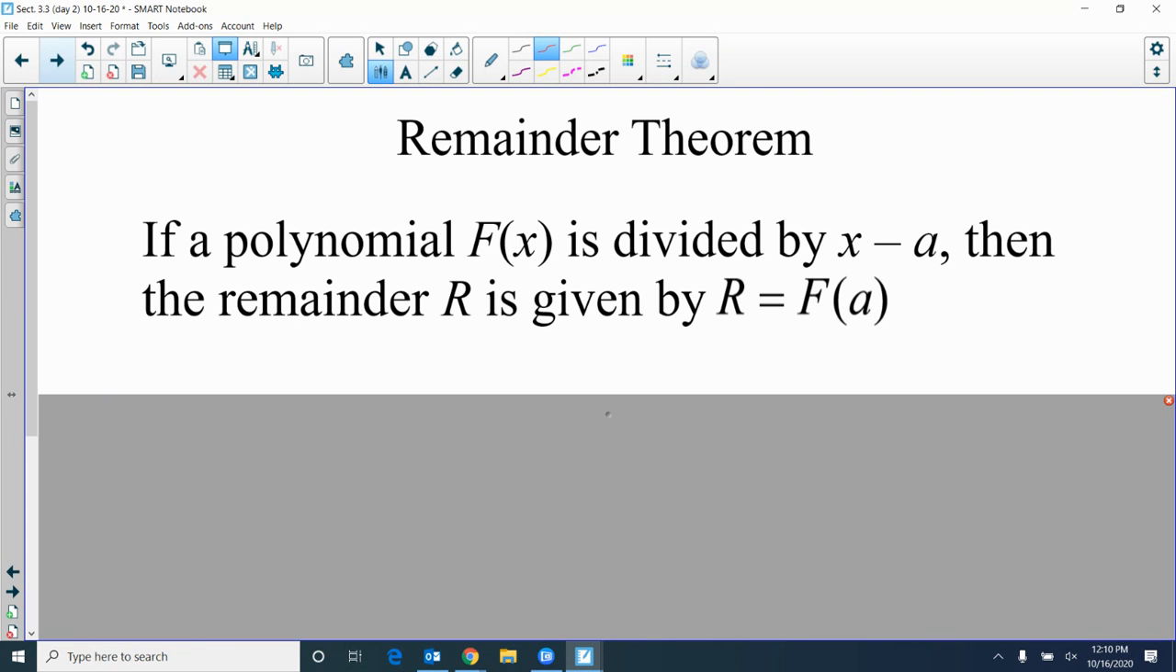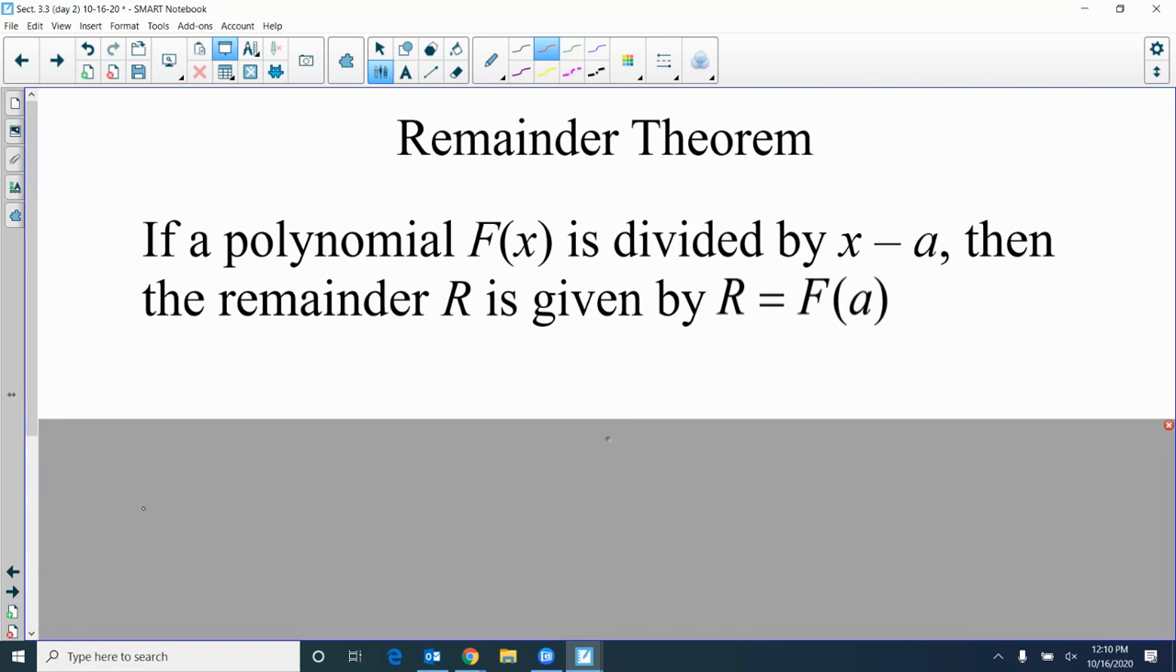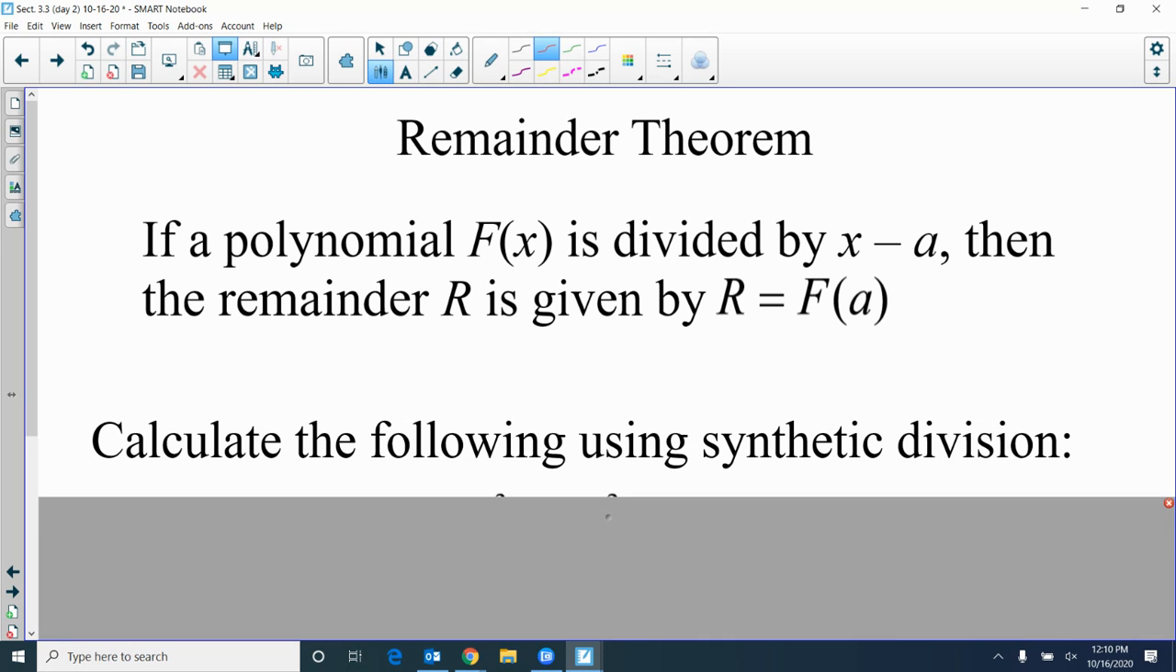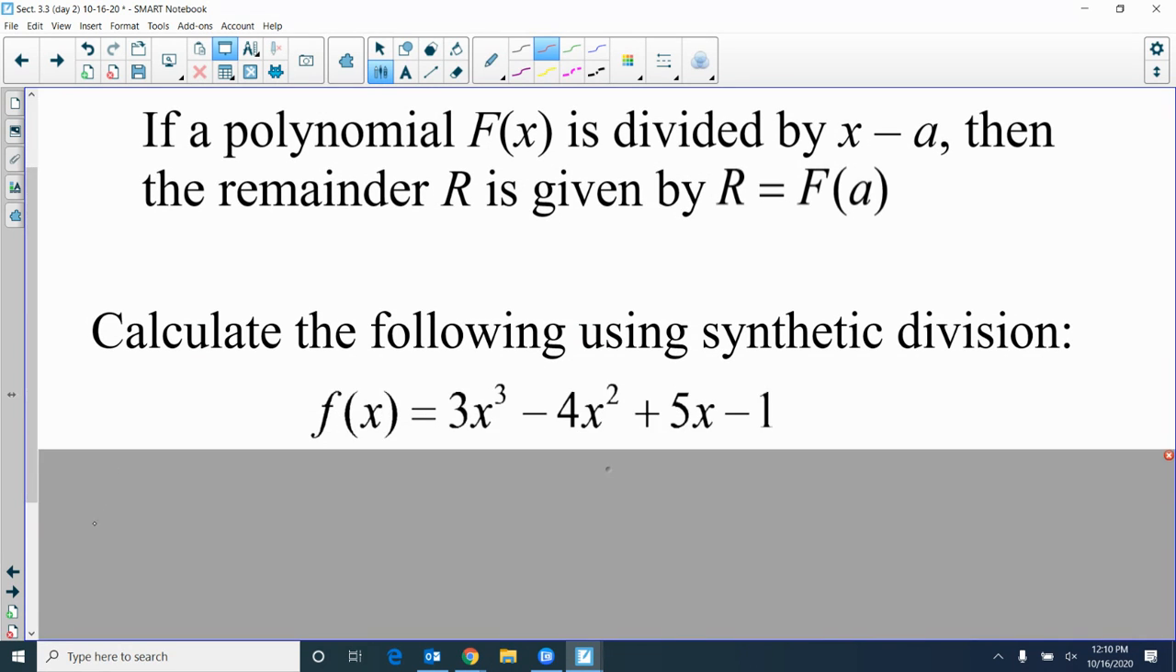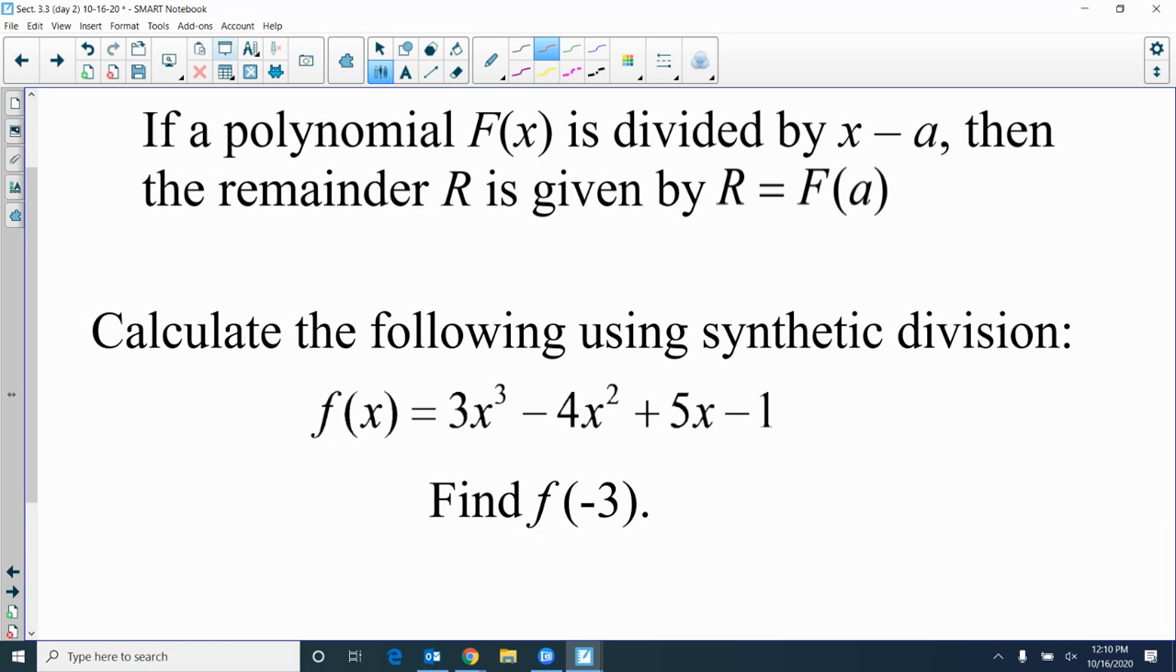Okay. So if you take a polynomial and you divide it by x minus a, then the remainder is given by r equals f of a. Basically, when you plug in that value, that remainder will be your answer. Calculate the following using synthetic division. Now, I realize 9 times out of 10, well, maybe even 10 times out of 10, if you're asked to find f of -3, you're going to take -3 and plug it in, right? Well, we get some extra information, though, when we use synthetic division. Go ahead and do this using synthetic division.